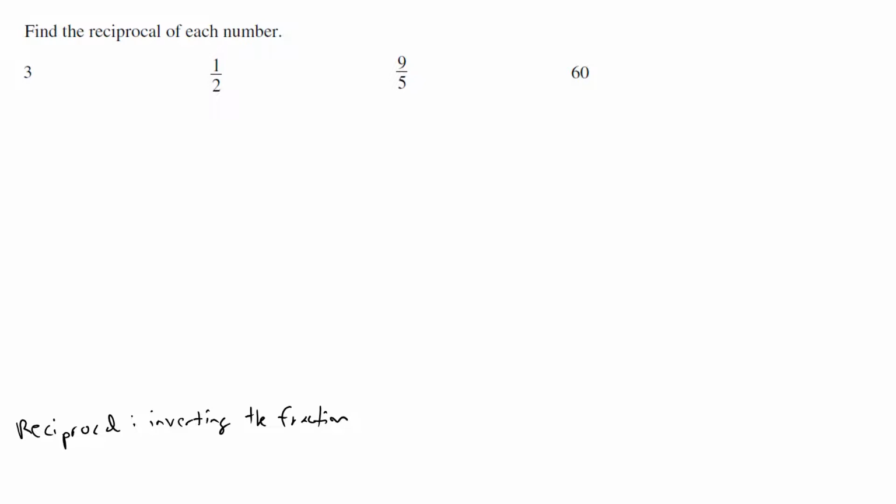And it's okay if the number is a whole number, because we can write a whole number as a fraction, right? So this first example here, well, I can write 3 as 3 over 1. All right, so now that's a fraction. And so the reciprocal would be 1 over 3. So I'm going to swap them. All right, I'm going to invert the fraction.